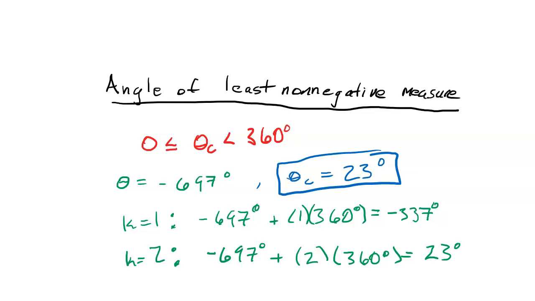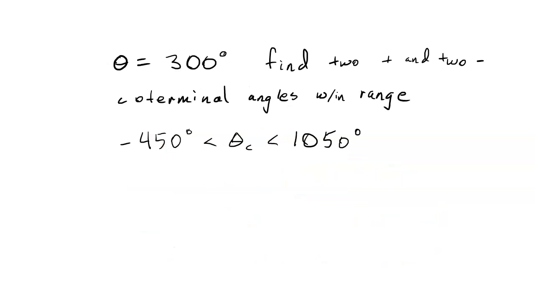Now, this is the end of the second objective, where we talked about angles of least non-negative measure. And again, like objective 1, I want to end the note with questions that I got from the homework. One common question I got about the homework was a question similar to this, where they gave you an angle, let's say 300 degrees, and they said find 2 positive and 2 negative coterminal angles within a range of, let's say, negative 450 degrees and 1050 degrees.